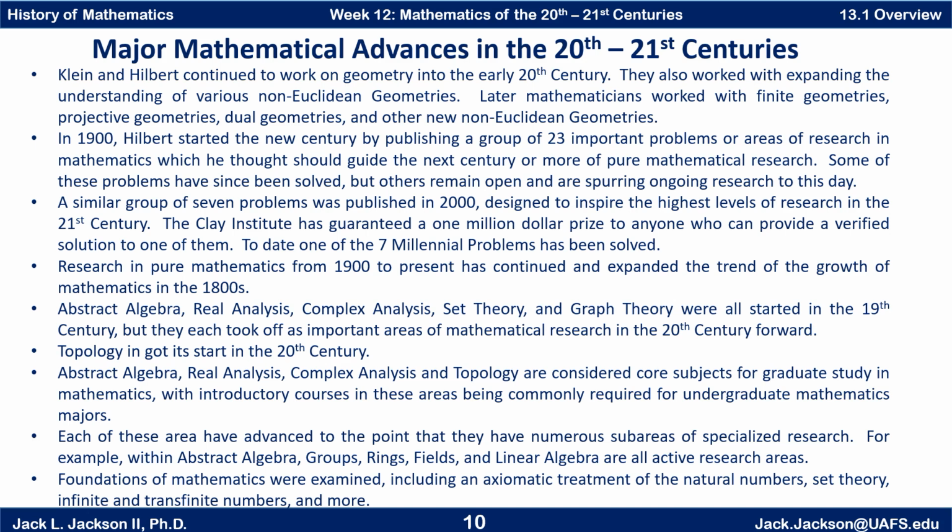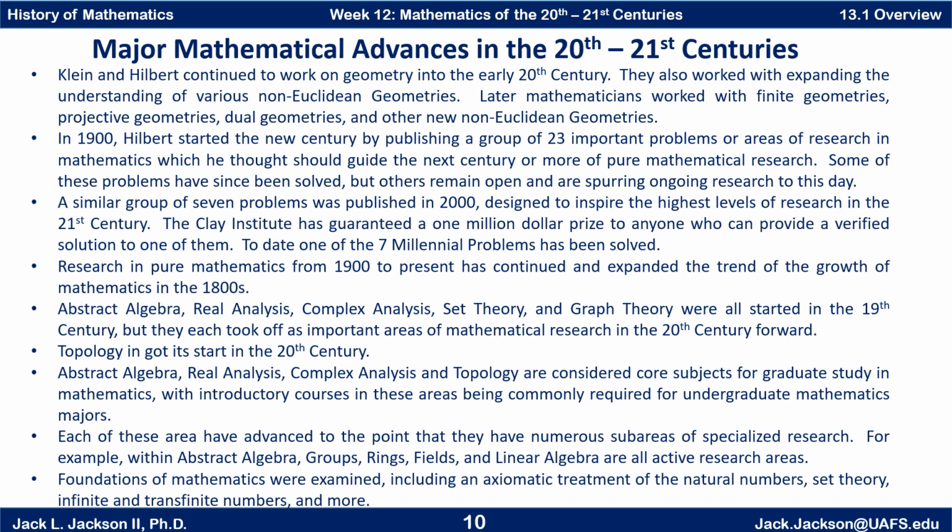mathematics which he thought should guide the next century or more of pure mathematical research. Some of these problems have since been solved, but others remain open and are continuing to spur ongoing research to this day. A similar group of 7 problems was published in 2000 to start the new millennium, and they were designed to inspire the highest levels of research in the 21st century and beyond. The Clay Institute has guaranteed a $1 million prize to anyone who can provide a verified solution to one of them. To date, of the 7, only one of the 7 millennial problems has been solved.